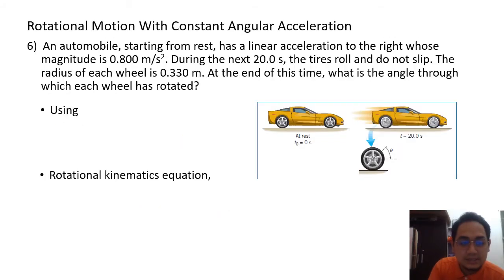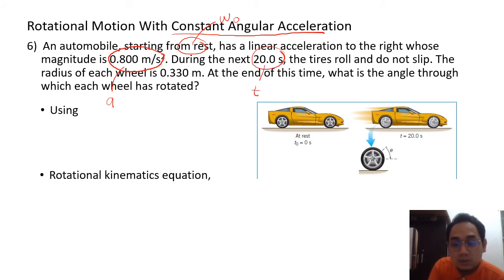Okay, next question number 6, which is about rotational motion with constant angular acceleration. Okay, so the question: an automobile starting from rest, which is the velocity will be 0, has a linear acceleration to the right whose magnitude is 0.8 m/s^-2. So here we have been given the value of a. Okay, so here also we have been given the value of omega naught. Okay, so during the next 20 seconds, here you have been given the value of time.